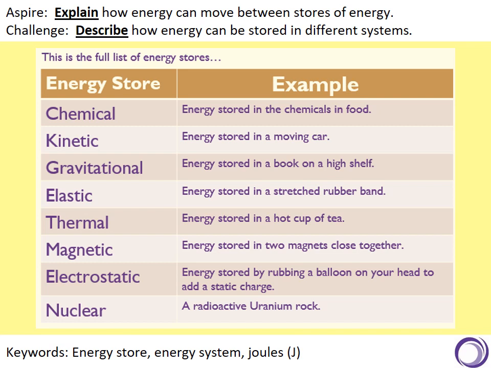So chemical, energy stored in chemicals in food, or you could have coal. Kinetic, any object that's moving is storing kinetic energy. So a car rolling down the road has got a store of kinetic energy. Anything that's been lifted high up has got gravitational potential energy. So just a book on a shelf or a ball on the top of a hill. Elastic potential energy. So if you stretch a rubber band or bend a ruler, it's got elastic potential energy stored in it. Thermal, so a hot cup of tea.